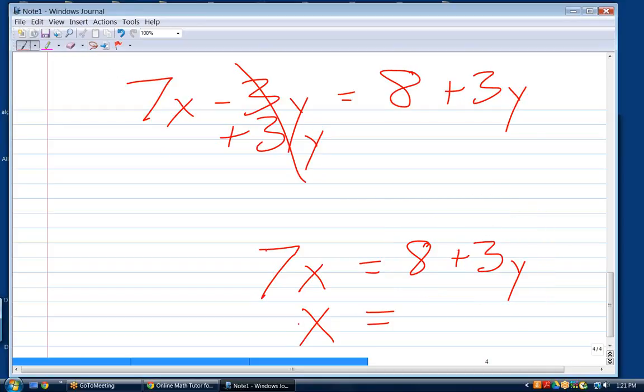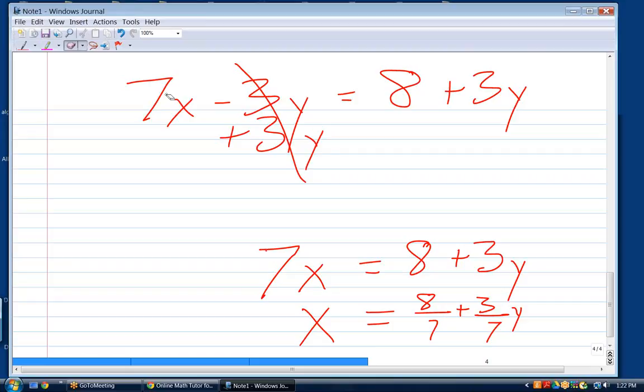So then it would be plus or minus 7 from each side. What's the 7 currently doing? Multiplying the x. Oh, so it would be divide. Okay, so I'm going to divide that term by 7, and I'm going to divide this term by 7, and I'm going to maintain my plus sign. So that's what x is in terms of y. It's 8/7 plus 3/7 times y.